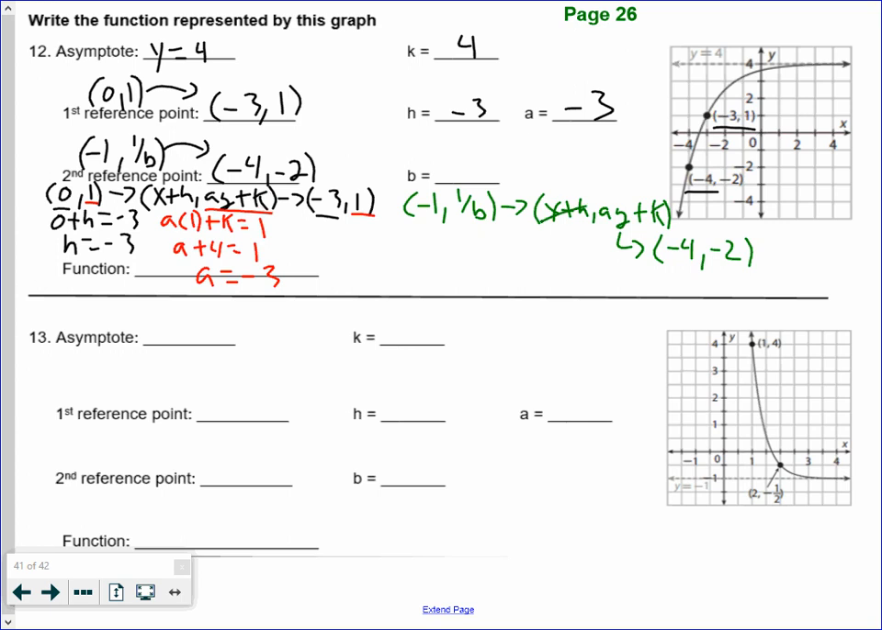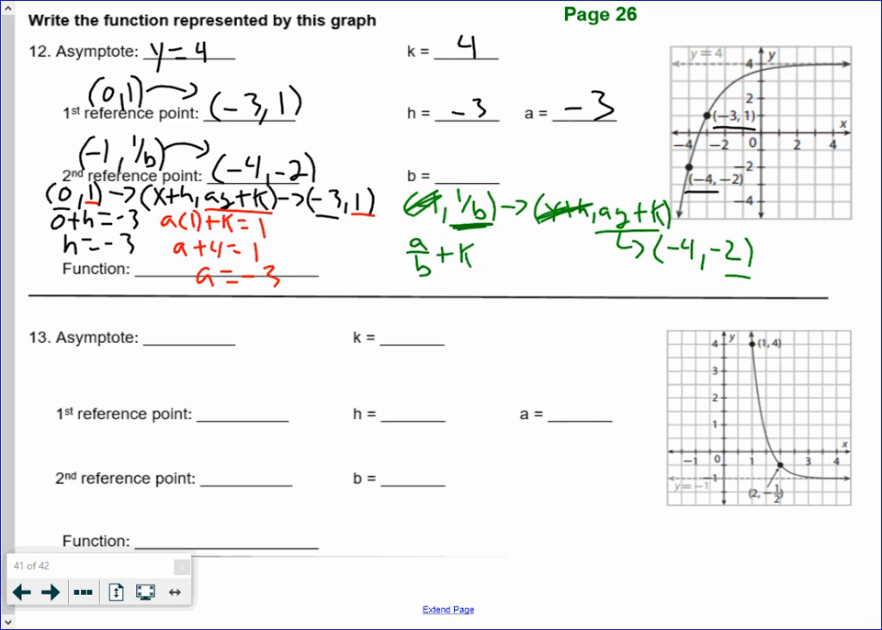So this x plus h, we don't care. There's nothing in there we need to solve for. We already have our h and our k, so we don't have to worry about that. We only care about our b value, so we're going to plug in our y. Our y here is 1 over b. So we have a times 1 over b, which is just a over b, plus k.